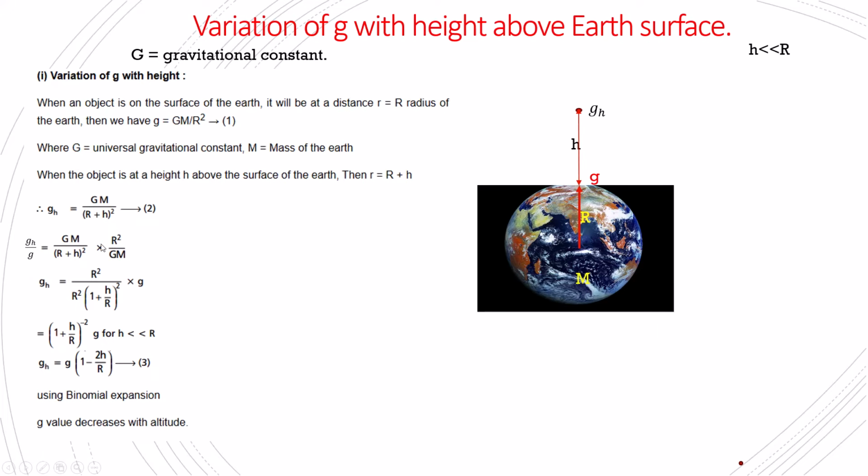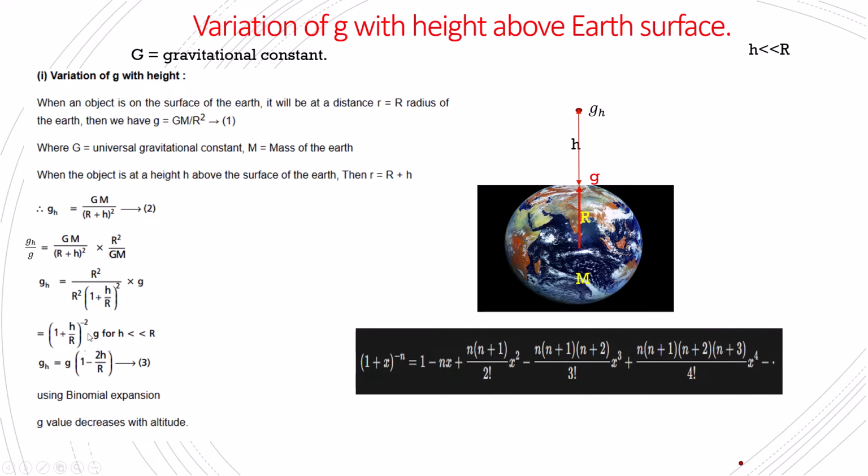And the ratio gh by g equals G capital M by r plus h whole square into, this will be in reverse, r square by GM, and we get gh equals r square by r square into 1 plus h by r whole square into g. Now this will be removed, and we get a final expression gh equals 1 plus h by r to the power minus 2 into g for h less than r. Now we will evaluate 1 plus h by r to the power minus 2. We will expand it binomially and use this formula 1 plus x to the power minus n. Here x is h by r.